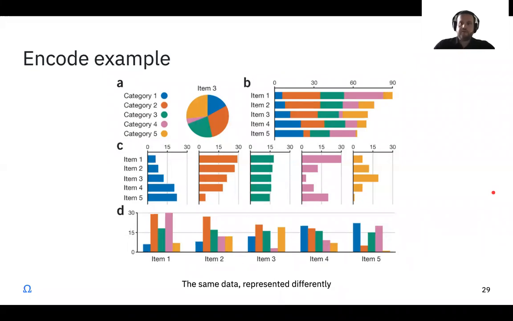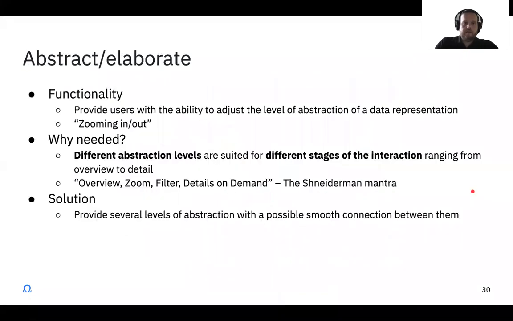Okay, so moving on with the lecture. The next functionality, or next interaction rather, is abstract elaborate. So the functionality is that we provide the users with the ability to adjust the level of abstraction in a data representation, or in more simple terms, we allow them to zoom in and out.